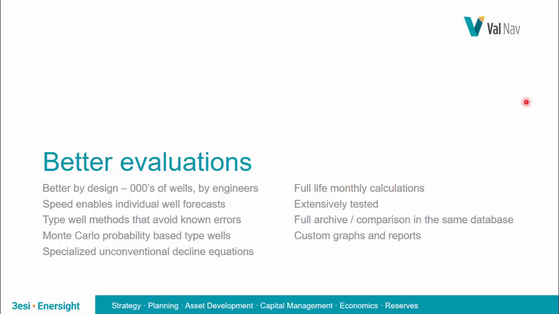We're going to talk in a few more slides about how we can do forecasting very quickly. But in the next few slides, we're going to also talk about type wells and errors in type wells. On this slide, I want to focus on two things that I believe are important to getting better evaluations. First of all, we do full monthly calculations. We don't try to improve the speed of our software by running a few years of monthly and the balance annual.